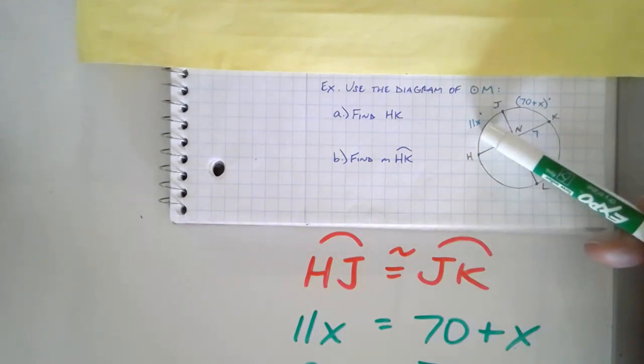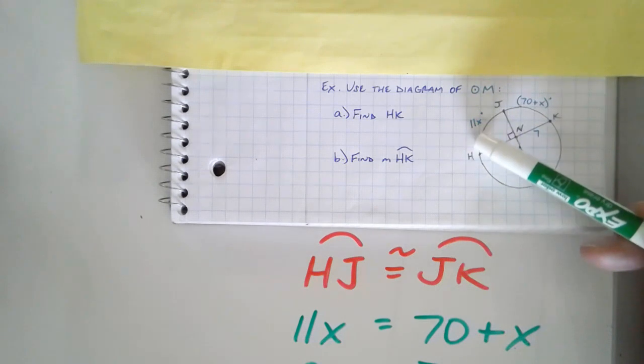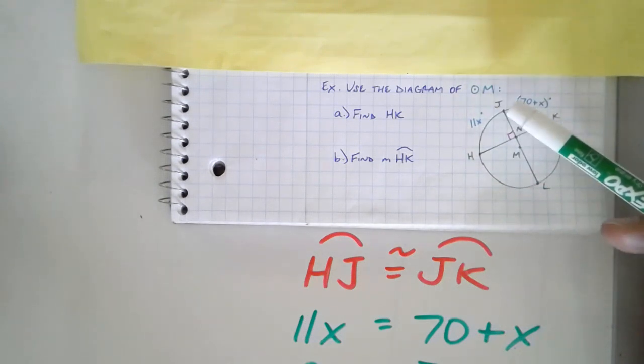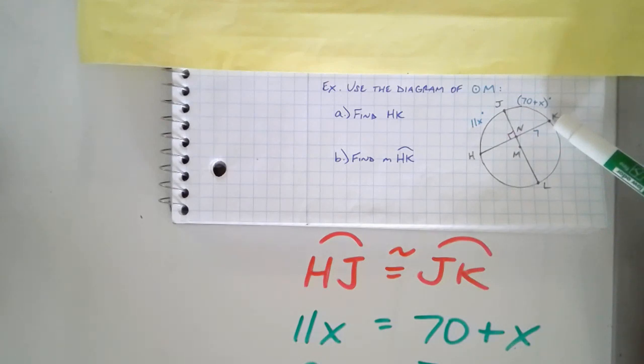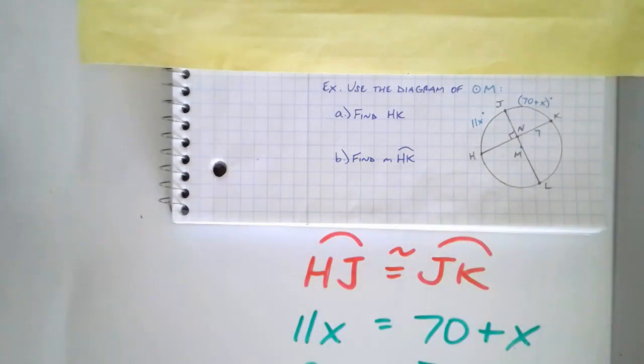So if I plug in 7 right here, 11 times 7 is 77. That forces arc HJ here to be 77 degrees. JK, I already know has to match that. I could confirm it by plugging it in, but it's going to be 77 again. So JK is also 77 degrees. So all of HK is 77 times 2, which would give me 154 degrees. The measurement of arc HK is 154 degrees.